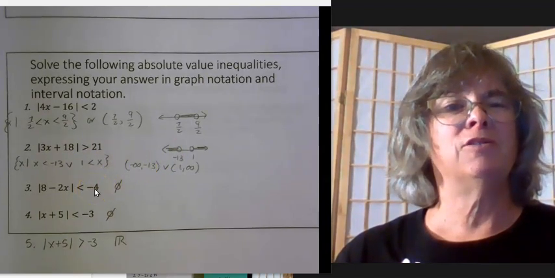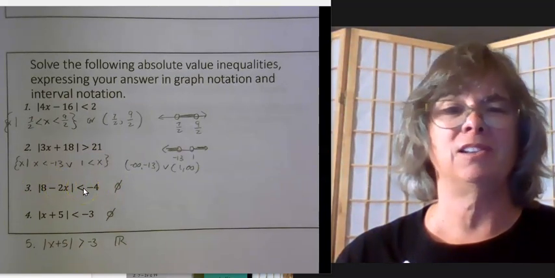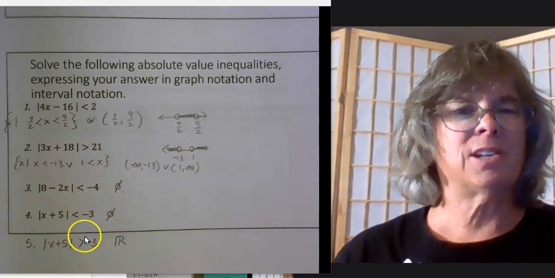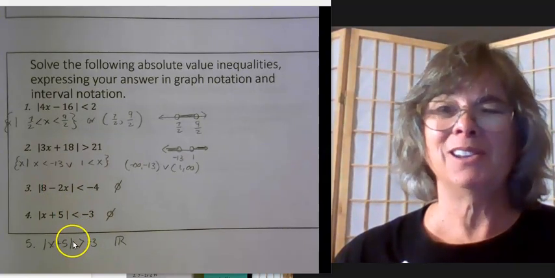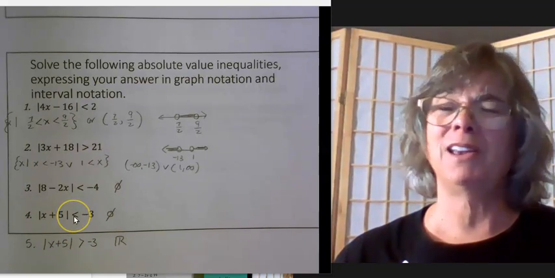Notice less than negative 4. This is an absolute value. It's all positive. It's never going to be less than negative 4. I think this was a typo. I think I intended to do the second one down here. This is also an empty set because an absolute value can't be negative.